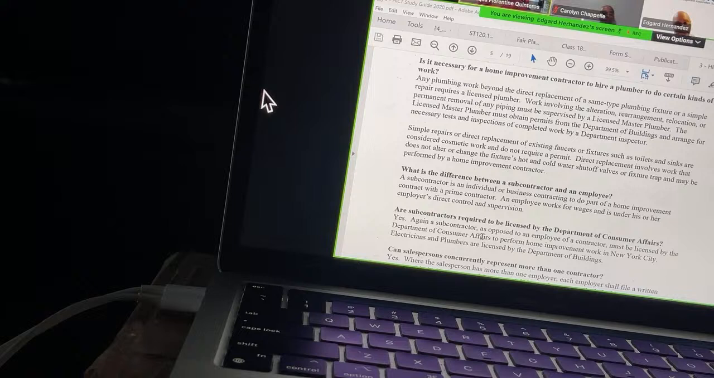Simple repairs or direct replacement of existing faucets or fixtures, such as toilets and sinks, are considered cosmetic work and do not require a permit. Direct replacement involves work that does not alter or change the fixture's hot and cold water shut-off valves or fixture tape, and may be performed by a home improvement contractor.